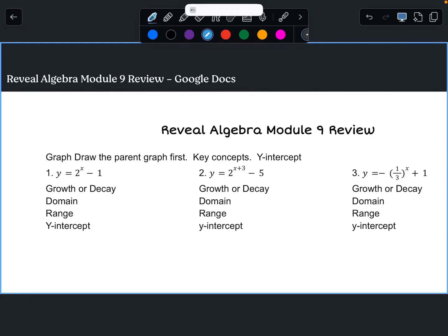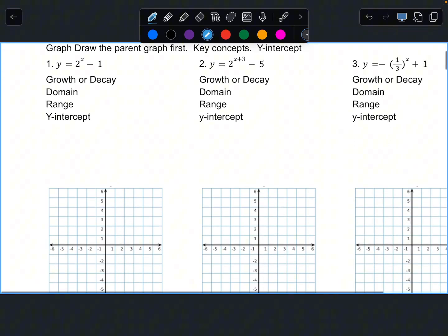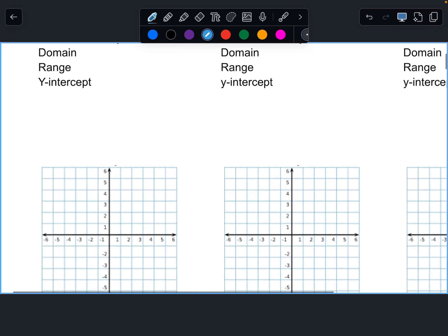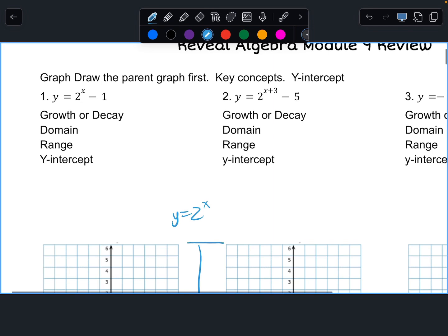So let's do the review. The very first thing that we need to do is draw the parent graph first. I just want to do a reminder: the parent graph here is y equals 2 to the x.